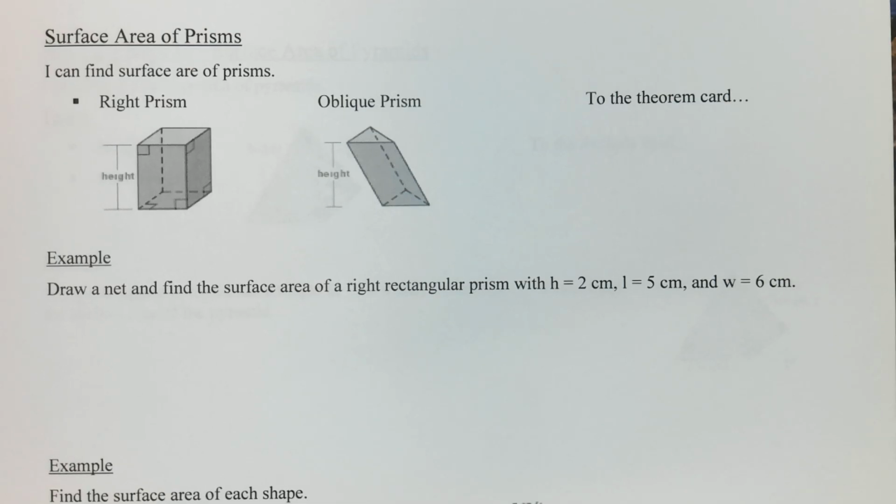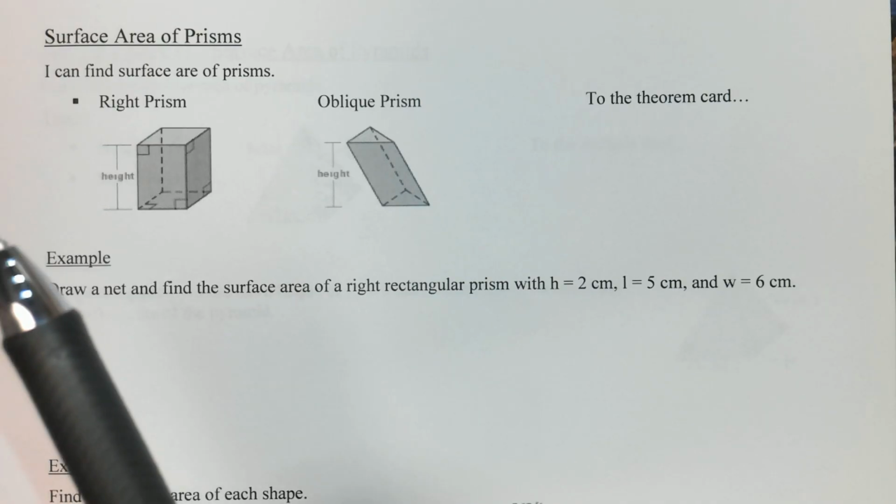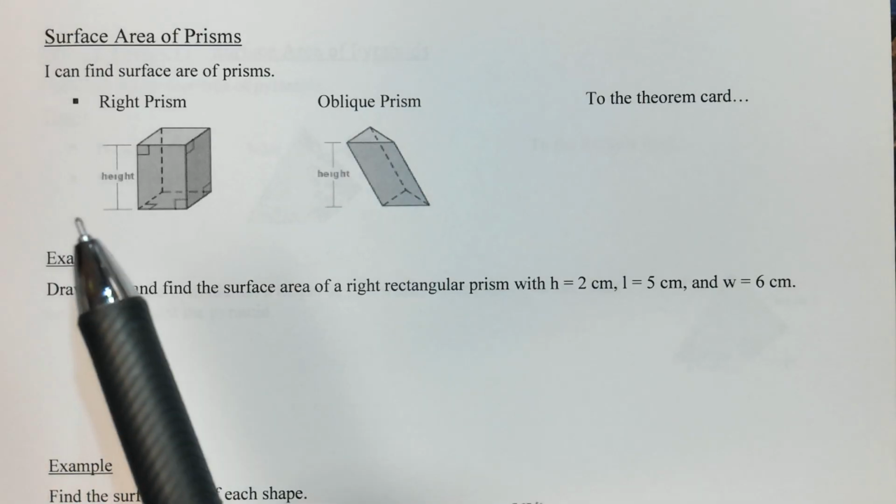All right, this is the surface area of prisms. So today we're just going to focus in on three basic prism shapes, and we're going to talk about how to find the surface area of each of them. One main difference we need to talk about is two different vocab words.